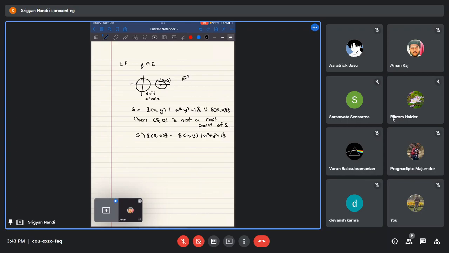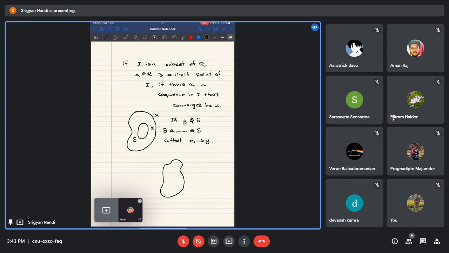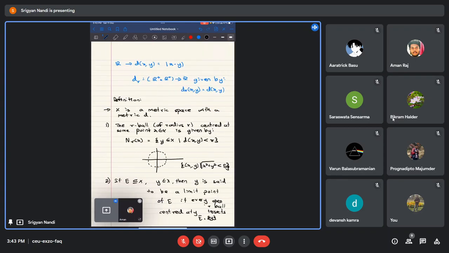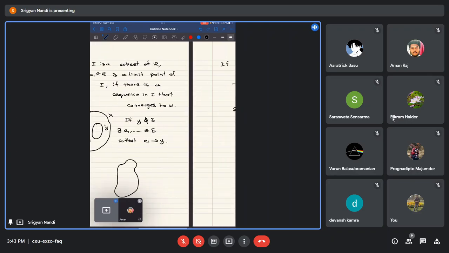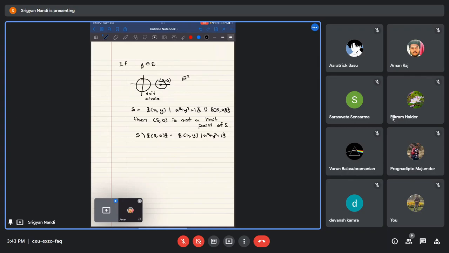So in this case, even though the point lies in the set that we are talking about, there are neighborhoods around (5,0) that do not intersect the set with the removal of (5,0) itself. So it's necessary in our definition to state that every open ball around y must intersect E minus y. And only that makes y a limit point of E in the general setting.